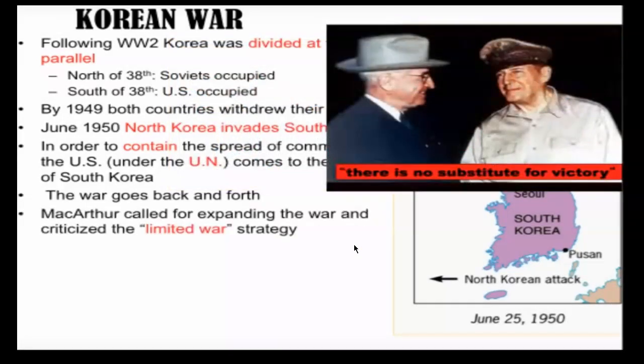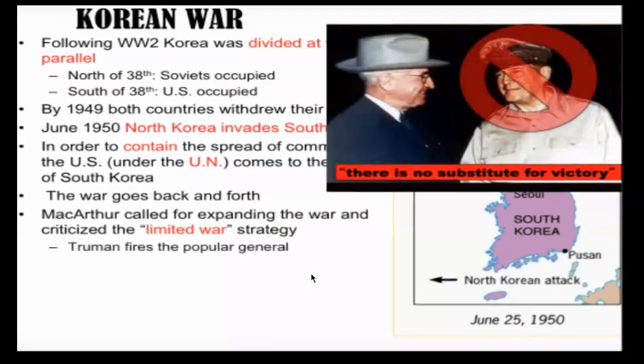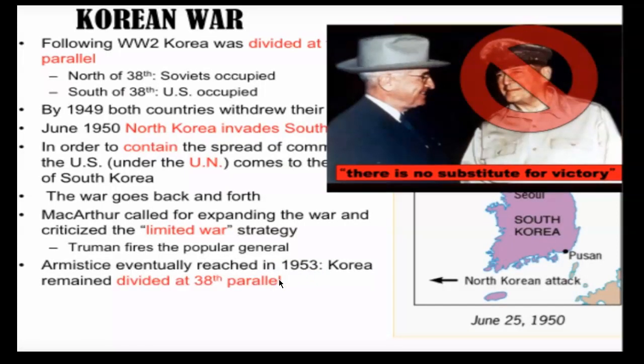MacArthur, during the course of the war, called for expanding the war. He wanted to use nuclear weapons to try and end the war. In fact, he wanted to take the war all the way into China. Truman said no. Truman was more for a limited war, not to involve the Chinese. And MacArthur publicly criticized Truman's stance on the war, and Truman fired MacArthur. He was the popular World War II general. He was a World War II hero, but Truman fired him.